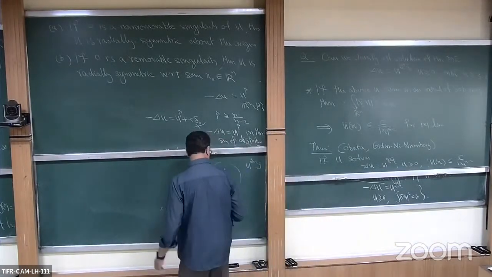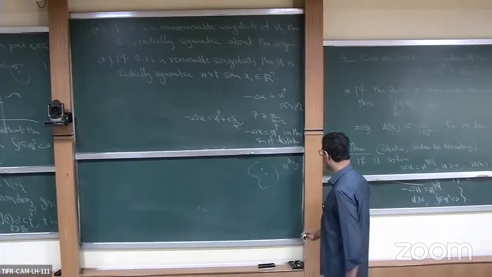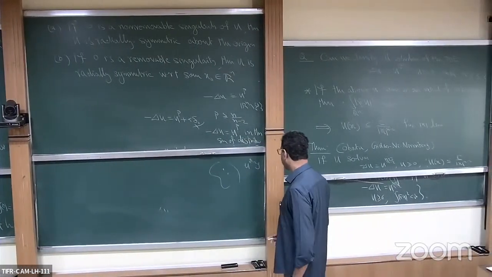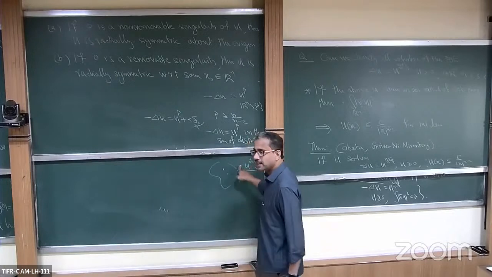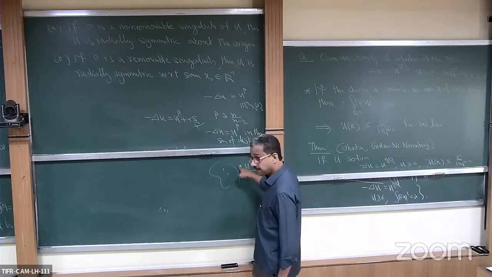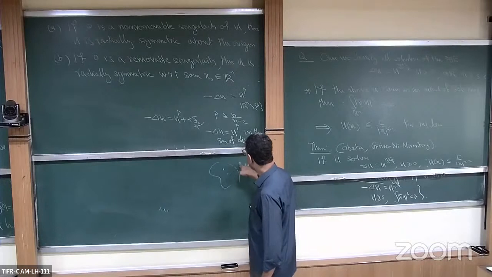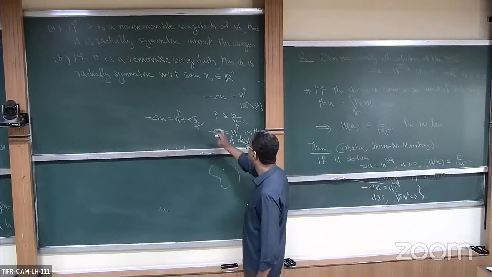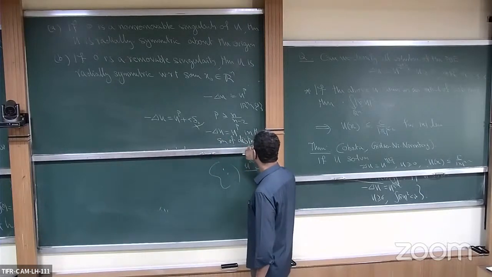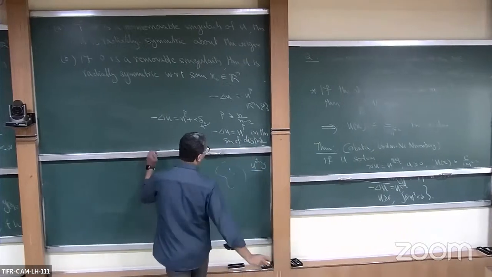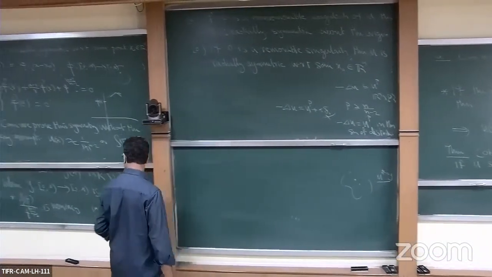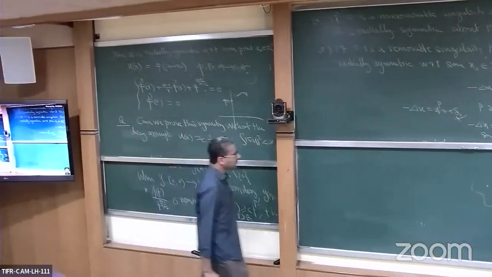And if I remember correctly, I'm not remembering the full statement. Whenever you do these kind of things, one important question is whether the new metrics are going to be complete. And that question is connected to whether this equation is satisfied in the distributional sense. So these are some of the remarks. Okay, so now let us come back to this theorem.